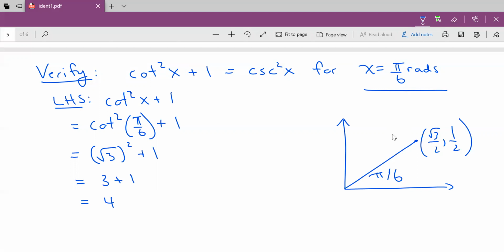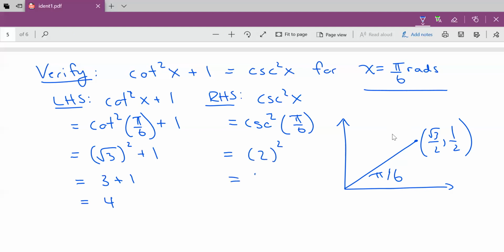There's our left-hand side. Now I go and attack the right-hand side. The right-hand side is cosecant squared x. Sub in my value, cosecant squared pi over 6. Okay, well, cosecant is 1 over sine. Well, 1 over sine is my y value, so 2 squared, which is 4. Guess what? We just verified that the left-hand side equals the right-hand side.